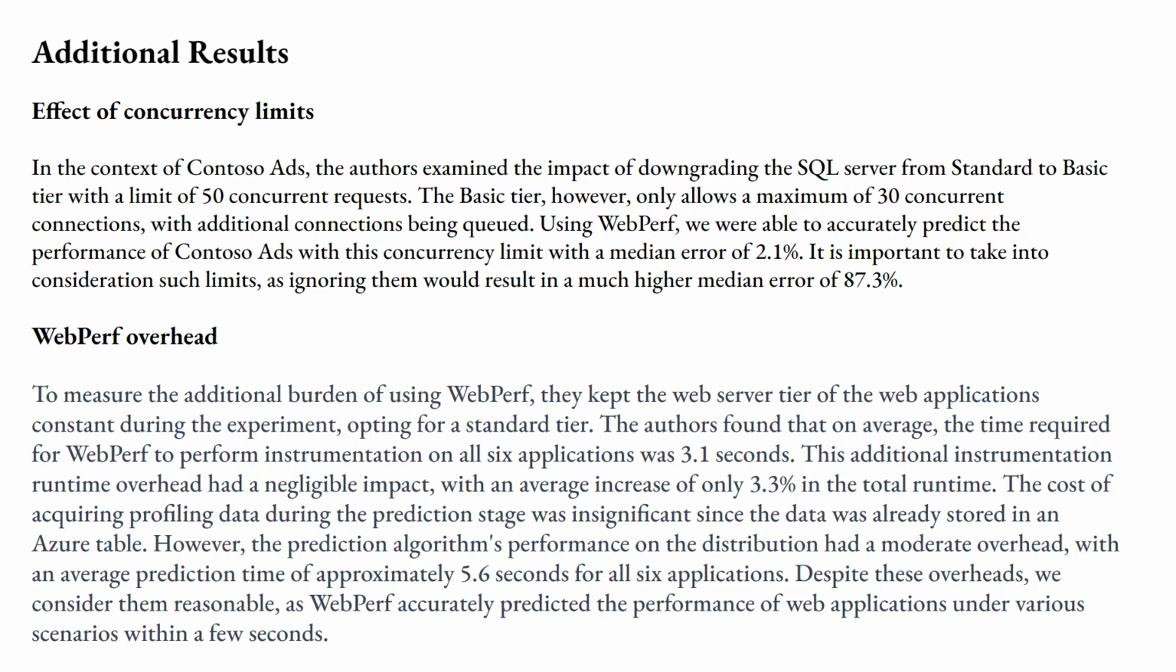The evaluation found that WebPerf was able to accurately predict the impact of concurrency limits on performance with a median error of 2.1% when considering the limits and a median error of 87% when ignoring them. The tool was also found to have a very small error rate when predicting latencies, with an average error of 0.4% across all requests.